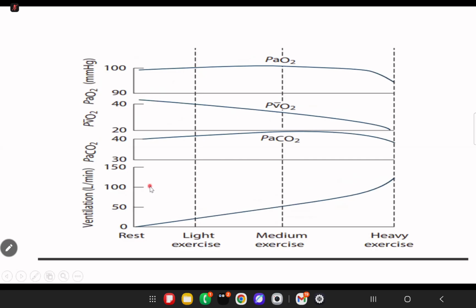Let us have a look at how the respiration changes. If you look at your PaO2, or partial pressure of oxygen, it usually starts dropping only with very heavy exercise. Otherwise, your arterial oxygen saturation is usually maintained normal. But your mixed venous oxygen is dropping. Why? There is more extraction taking place within your muscle. So with more extraction, virtually you're at about 20 millimeters of mercury in active exercise.